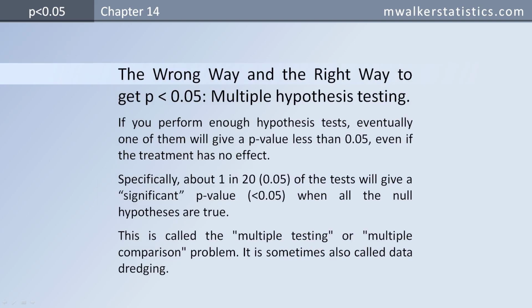If you perform enough hypothesis tests, eventually one of them will give a p-value less than 0.05, even if the treatment has no effect. Specifically, about 1 in 20, 0.05, of the tests will give a significant p-value less than 0.05 when all the null hypotheses are true. This is called the multiple testing or multiple comparison problem. It is sometimes also called data dredging.